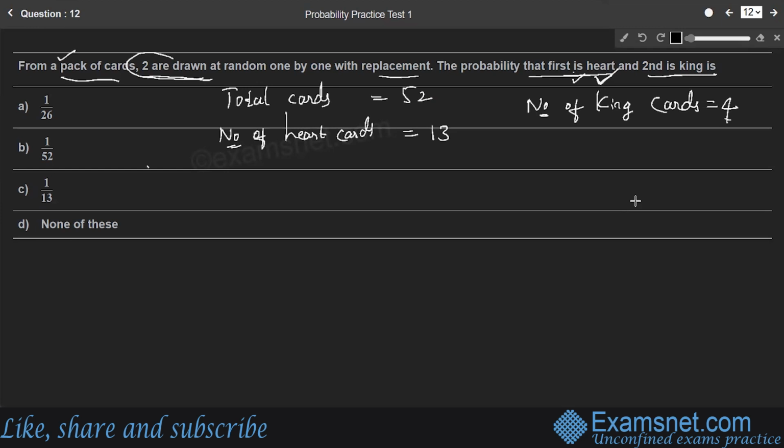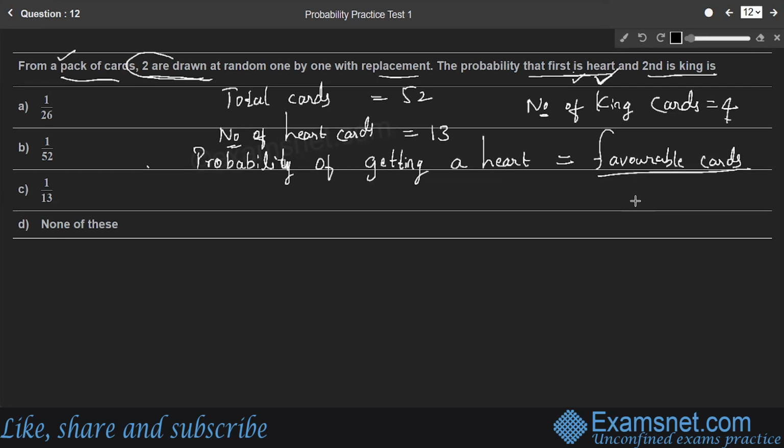Therefore, the probability of getting a heart card: here again we are using the same formula, number of favorable outcomes by total number of outcomes. Favorable cards divided by total cards. So total heart cards in a pack of 52 are 13, by total number of cards, 52, which is 1 by 4.